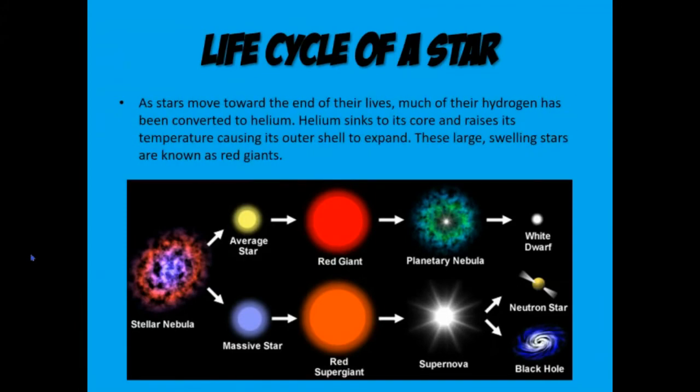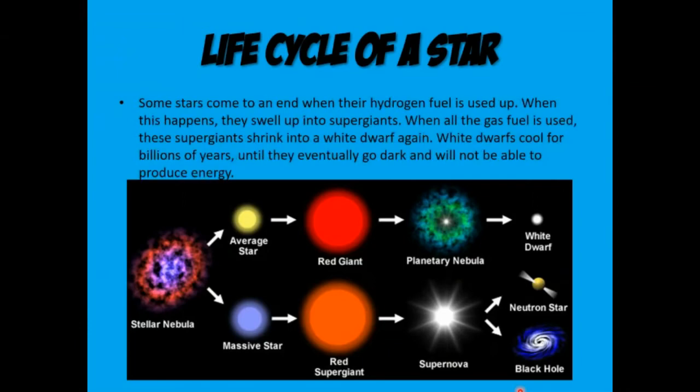No? So next po, a star moves towards the end of its life. Much of its hydrogen has been converted into helium. Helium sinks to its core and raises its temperature, causing its outer shell to expand. These large swelling stars are known as red giants. Then next po, some stars come to an end when their hydrogen fuel is used up. When this happens, they swell up into supergiants. When all the gas fuel is used, these supergiants shrink into a white dwarf again. White dwarfs cool for billions of years until they eventually go dark and will not be able to produce energy.